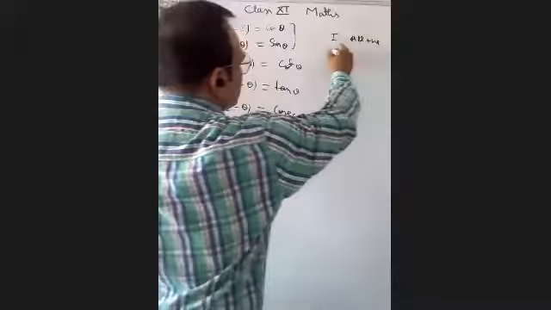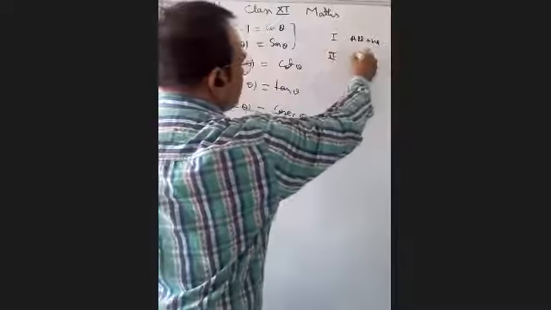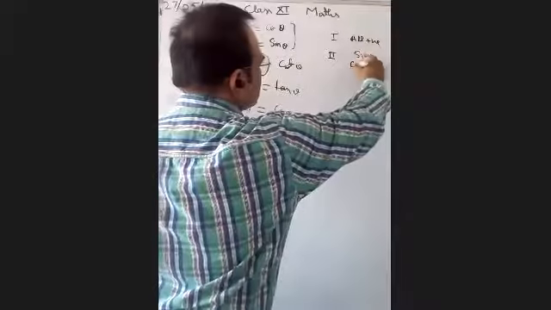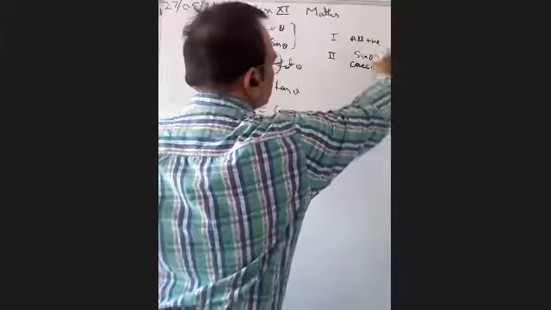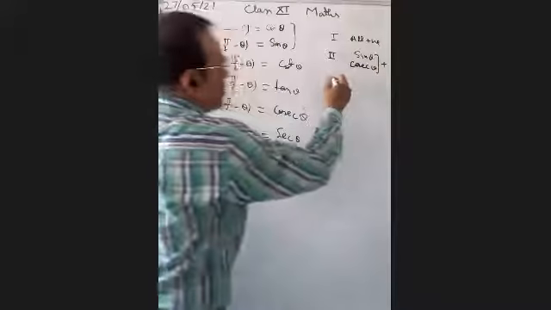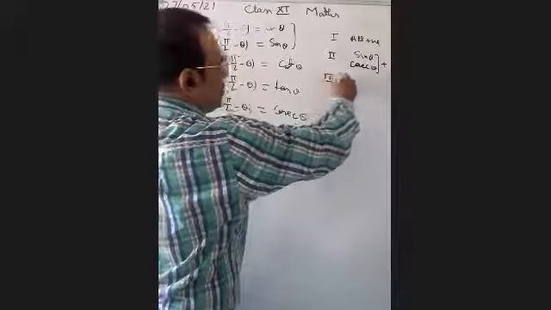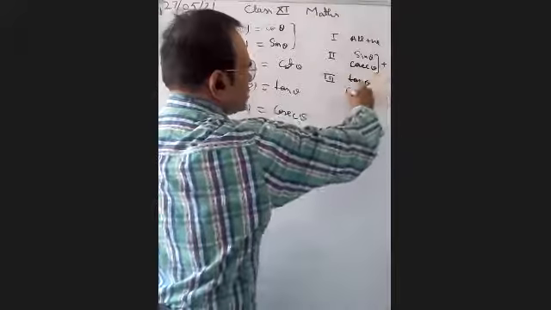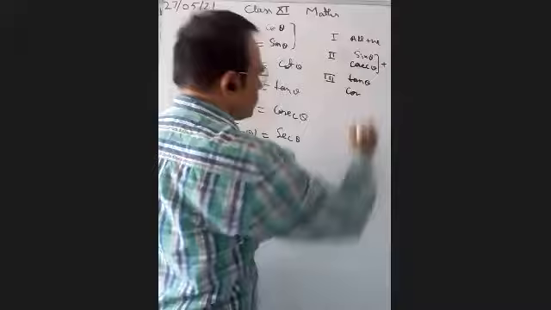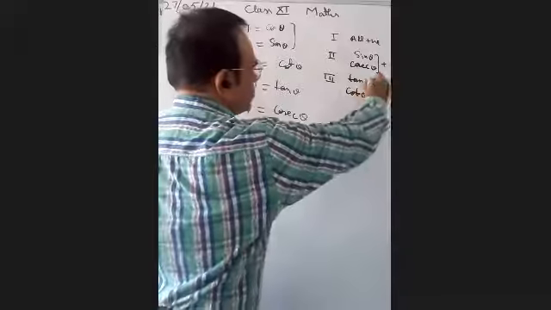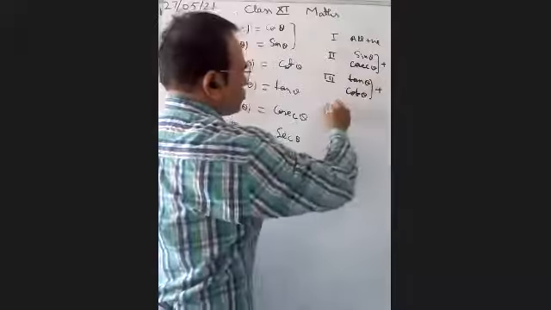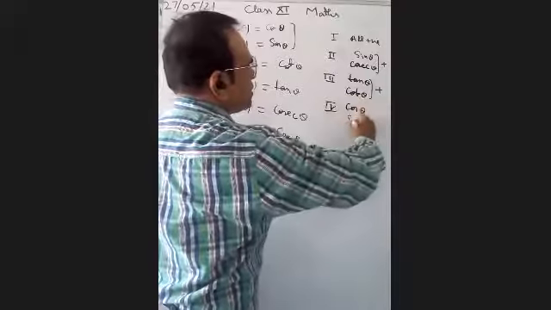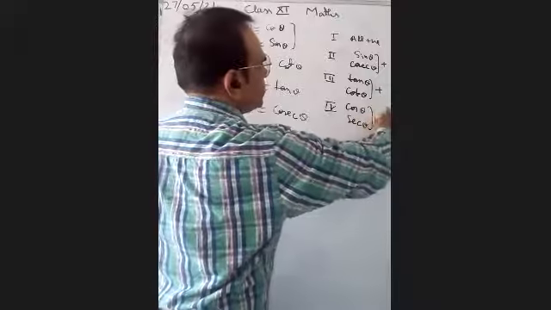In second quadrant we have done yesterday. In second quadrant sin theta or cosec theta, these two were positive. In third quadrant tan theta and cot theta, these two were positive. In fourth quadrant cos theta and sec theta, these were positive.